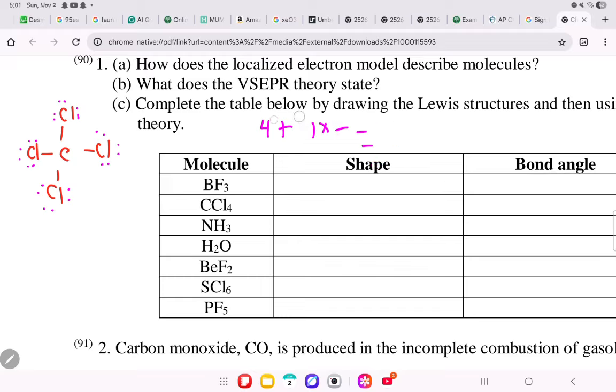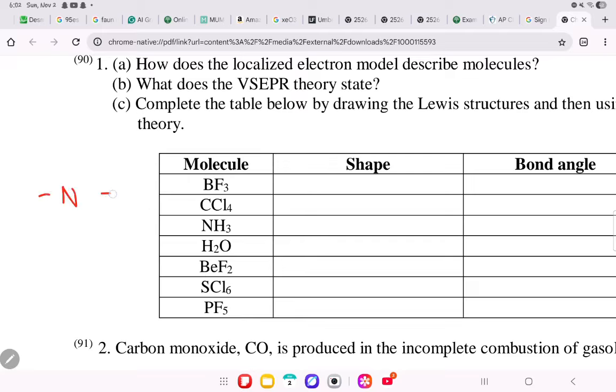Now what do we do in this scenario? We will need to check and make sure all of the atoms are completing the octet. In this scenario, yes, all of them are completing the octet. And you will look at the shape and you will see that it is AX4. So AX4 is a tetrahedral shape, right? And tetrahedral has an angle of 109.5 degrees. Perfect. Now we move on to the next one, which is NH3.